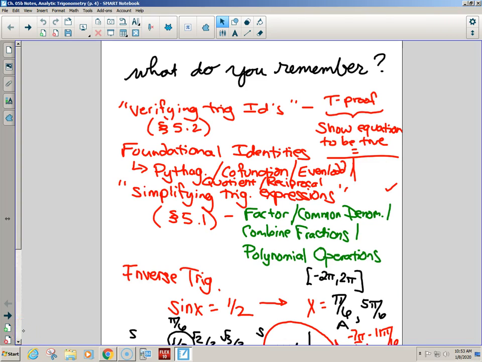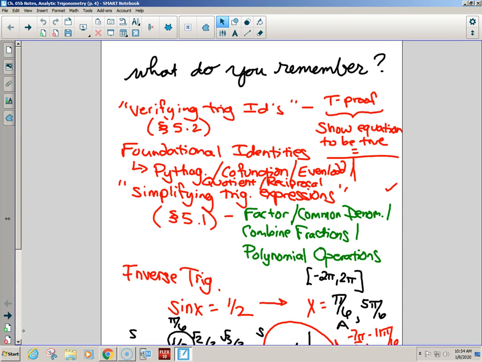The most important word in section 5.1? Try. Something. That's good for 5.2. But for 5.2, the most important word is verify. That's 5.2. You guys are doing good for 5.1.